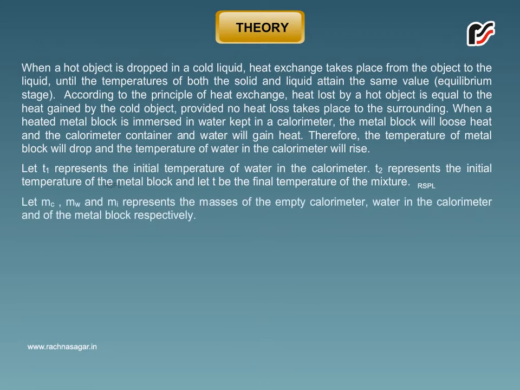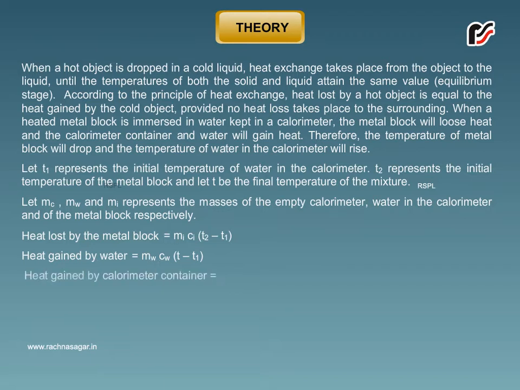Let MC, MW and MI represent the masses of the empty calorimeter, water in the calorimeter and of the metal block respectively. Heat lost by the metal block is equal to MI CI into (T2 minus T1). Heat gained by water is equal to MW CW into (T minus T1). Heat gained by calorimeter container is equal to MC CC into (T minus T1).